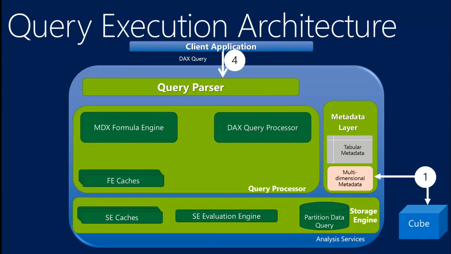So the first thing that will happen is it will send the DAX query to the query parser. The query parser will go to the engine, to the formula engine. It goes to the DAX query processor. The DAX query processor is going to check with the metadata layer: did you use all the columns? Are those correct? You didn't make any mistakes? Does everything exist? If it doesn't exist, it goes back with an error saying you used columns that I don't know about.